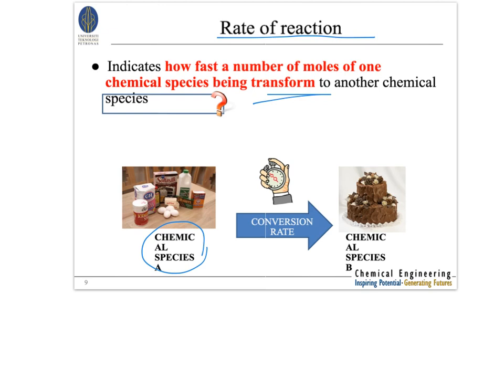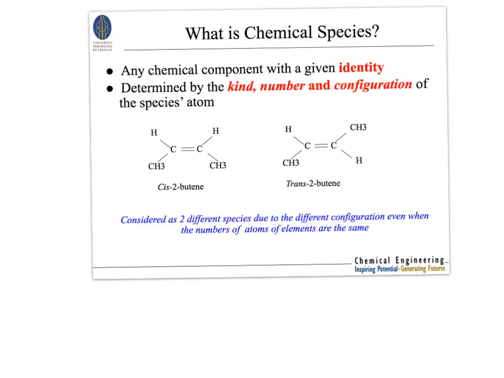the reaction rate. So what is the chemical species here, and how do we define the chemical species? Chemical species is any chemical component with a given identity. So the chemical species can be determined by its kind, the number, and also the configuration of the species' atoms.